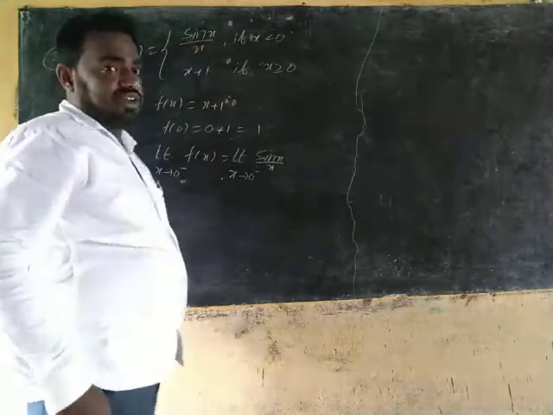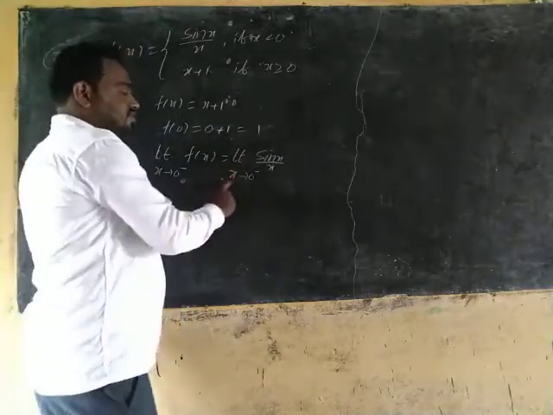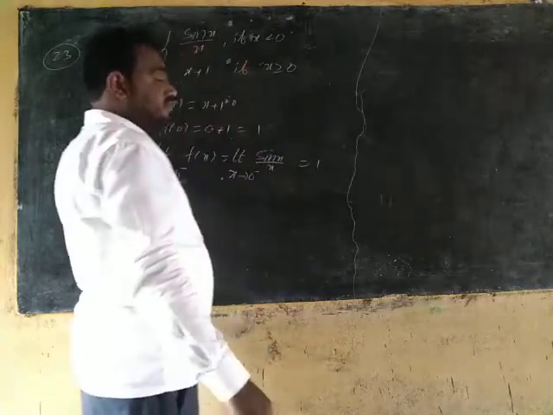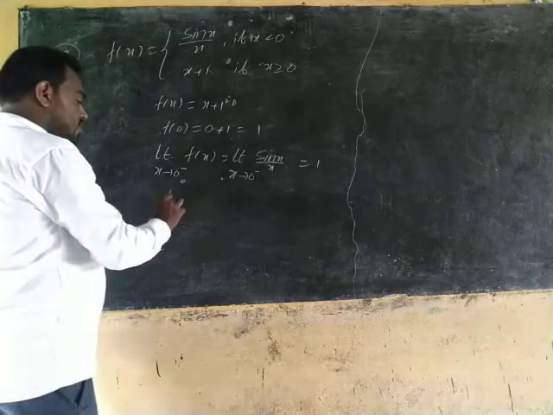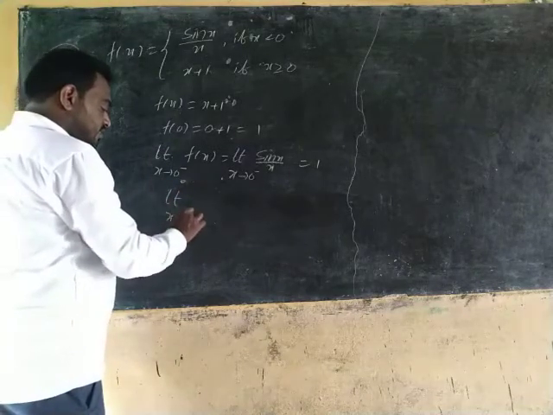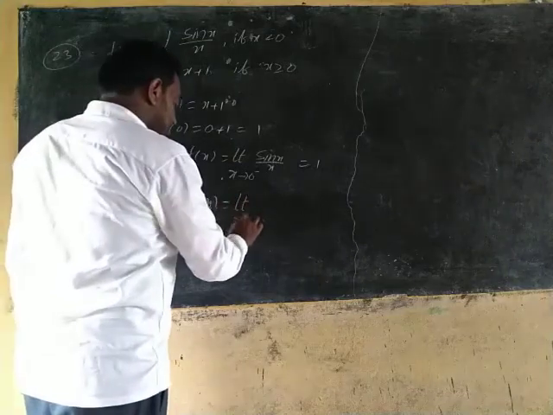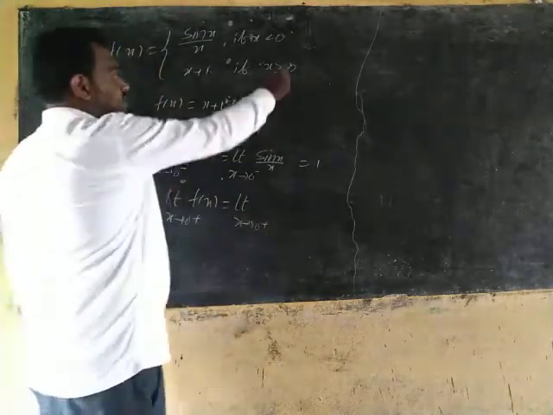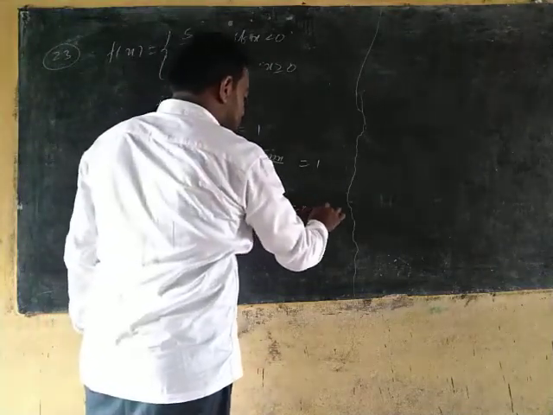So we have the standard formula from first PUC: limit x tends to 0 of sin x by x is equal to 1, from the standard forms of limits. Now we are finding the right hand limit. Limit x tends to 0 plus of f of x. 0 plus means x is greater than 0, then f of x is equal to x plus 1. That is 0 plus 1.